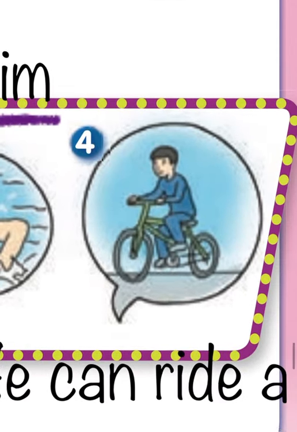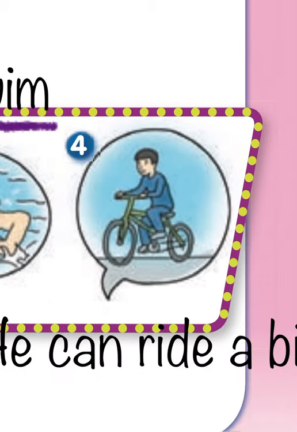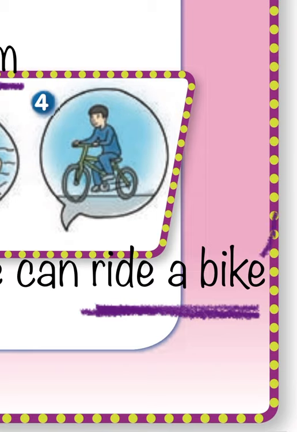Okay, number four. What do we have here? We have a boy. So we must say, Hala and Jude, we must say he. Excellent. Come on, Jouri. He can, continue. He can ride, R-I-D-E, a bike, B-I-K-E. He can ride a bike. Excellent.